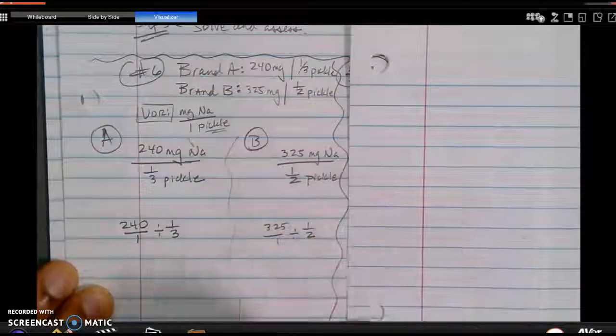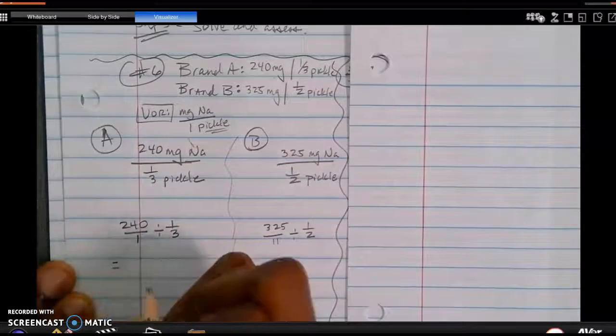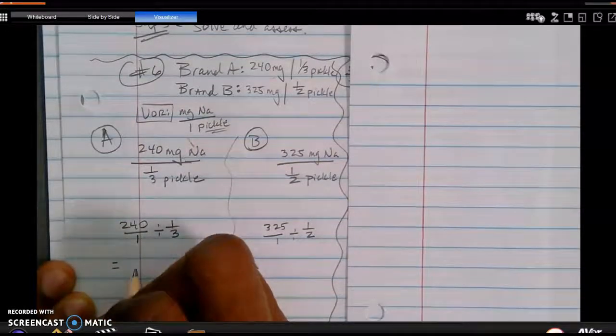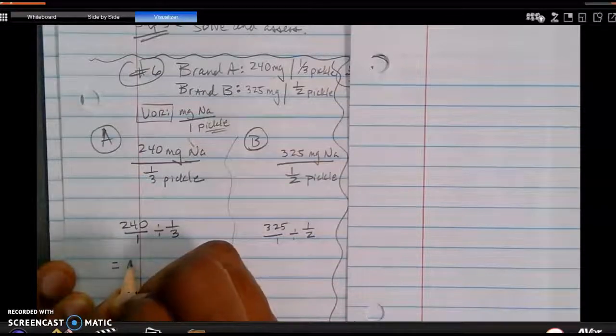Now, Mr. Moore, why do you keep writing these things over and over again? The reason I keep writing them over and over again is because I don't want to get lost. Okay, I really don't want to get lost. So that's why I continue to do it.